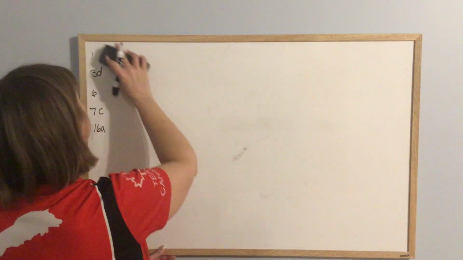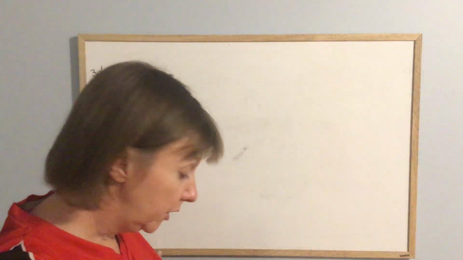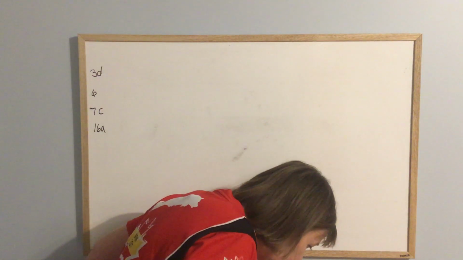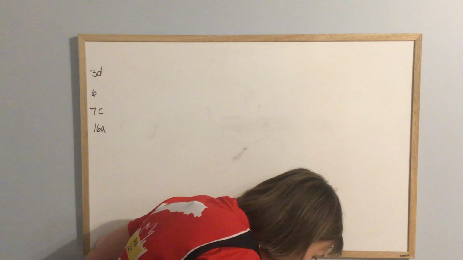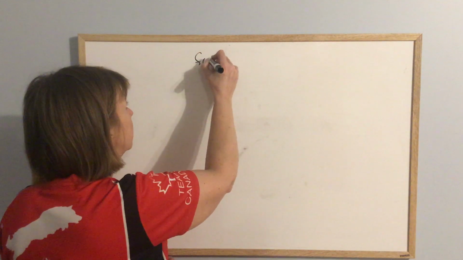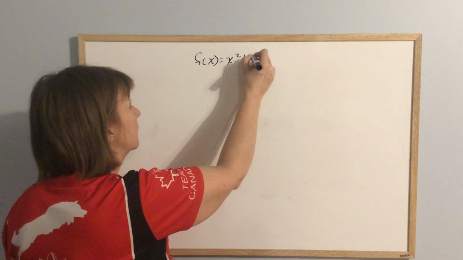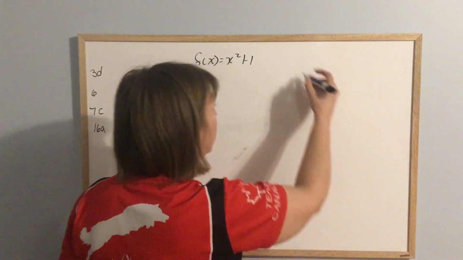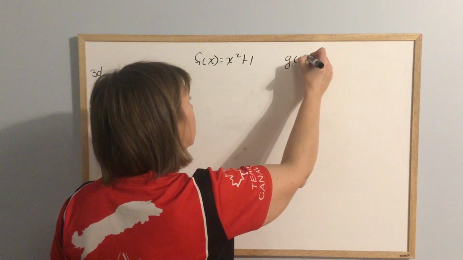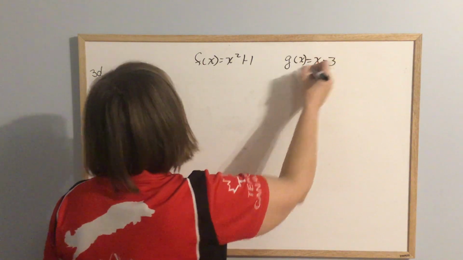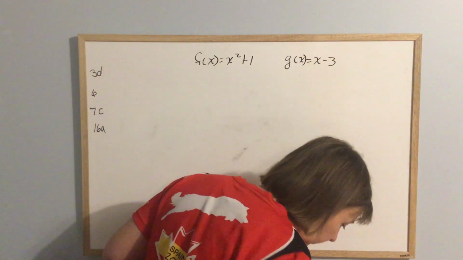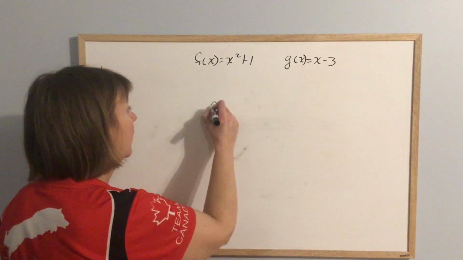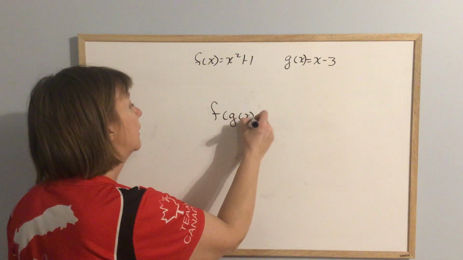3D. 3D says, I don't know, hold on. 3D, f at x is x squared plus 1, and g at x is x minus 3. And in 3D, they want to know f of g at x.